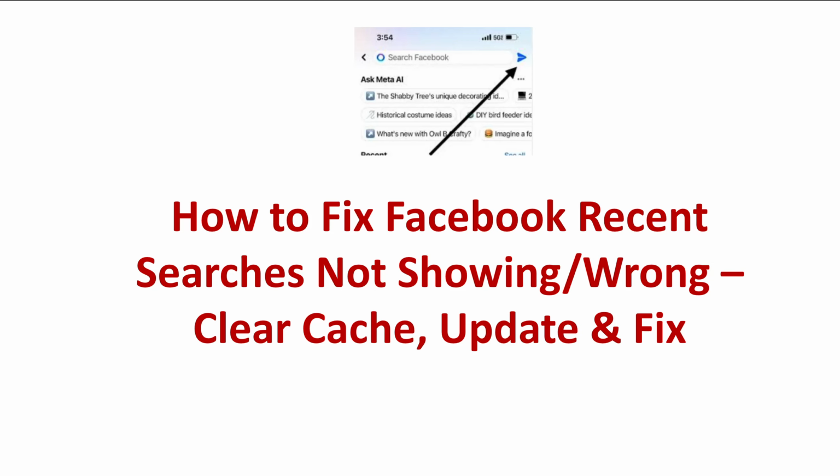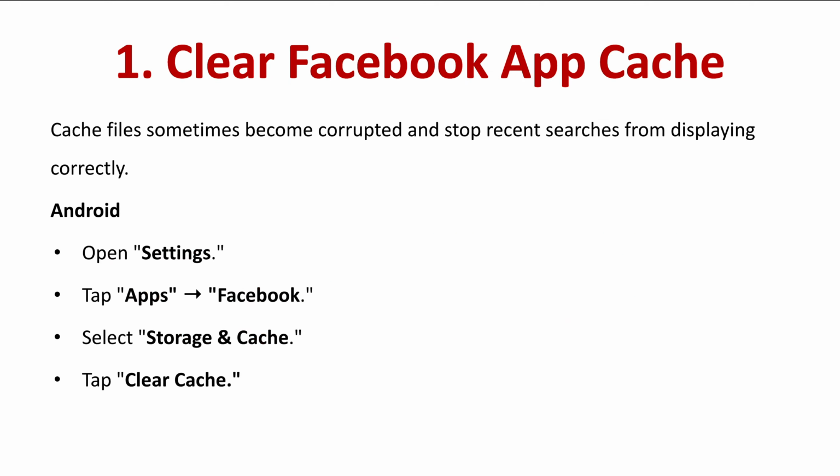So hey everyone, in this video we will see how to fix Facebook recent searches not showing. First, clear cache, update, and fix. Clear the Facebook app cache. Cache files sometimes become corrupted and stop recent searches from displaying correctly. On Android, go to Settings, then tap Apps, then Facebook, then select Storage and Cache, then tap Clear Cache.